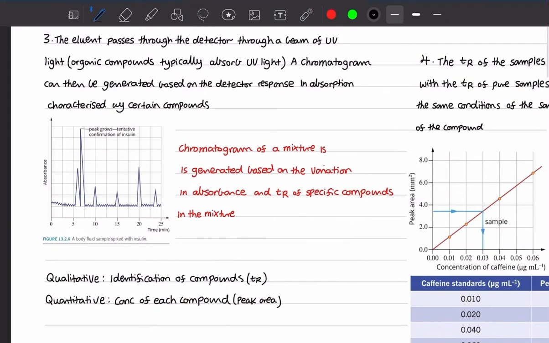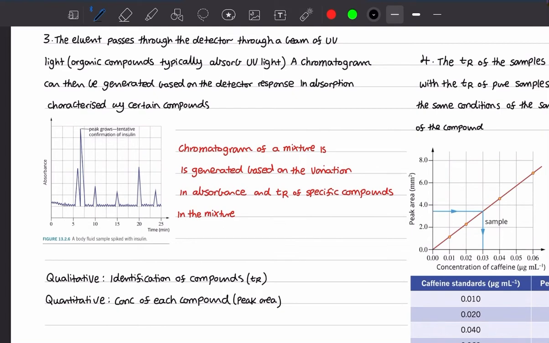So what happens next is that the eluent passes through the stationary phase and into a detector through a beam of UV light. The UV light is there because organic compounds are typically pretty good at absorbing UV light. And the differing ability of compounds in absorbing light can therefore result in varying quantities of light received by the detector. And this, alongside the differing wavelength of light it can receive, the detector converts all of this information into an absorbance measurement.